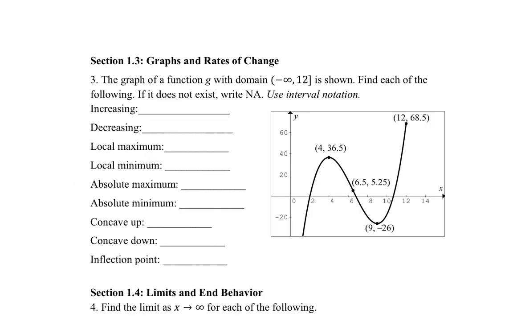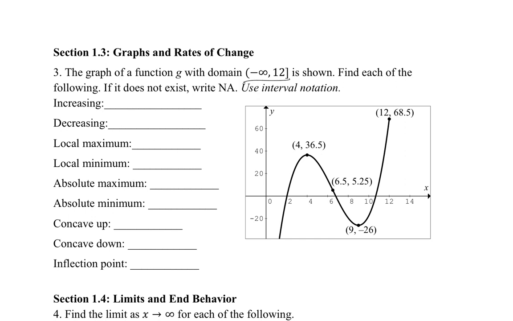Okay, on to section 1.3. We're looking at the graph with this domain. Here, we're finding each of the following. If it doesn't exist, we're just going to put NA, using interval notation. Okay, so it's increasing on the graph, as we can see. Up to here, it's increasing, and then between these two, it's increasing.